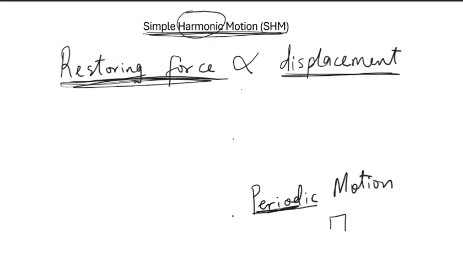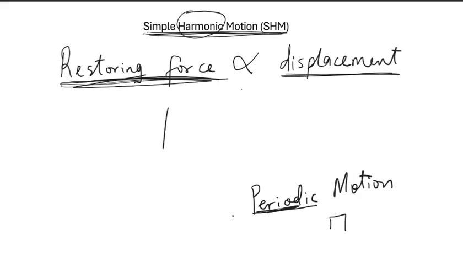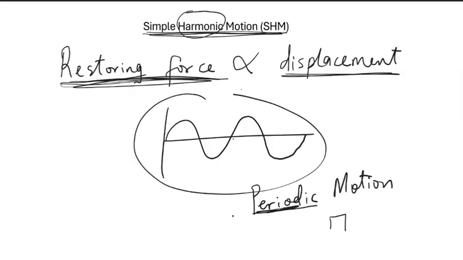And why is it called harmonic? Harmonic means something that follows sinusoidal motion, which means a sine wave. If I have a sine wave like this, it's a sinusoidal function. So simple harmonic motion can be represented in this sine wave. That's why it is sinusoidal, and because it's sinusoidal, we call it harmonic.